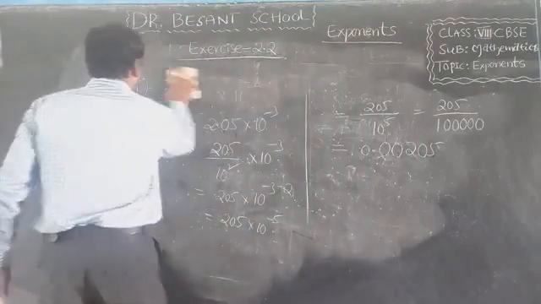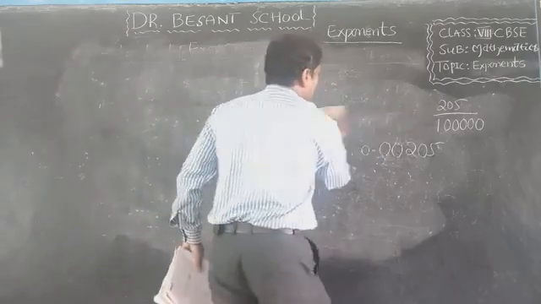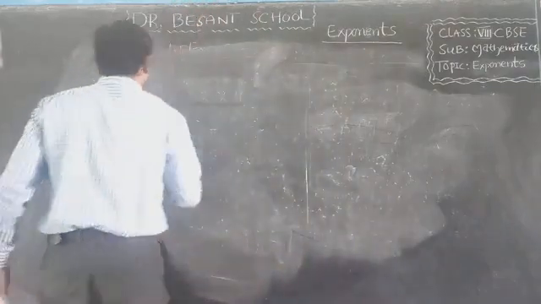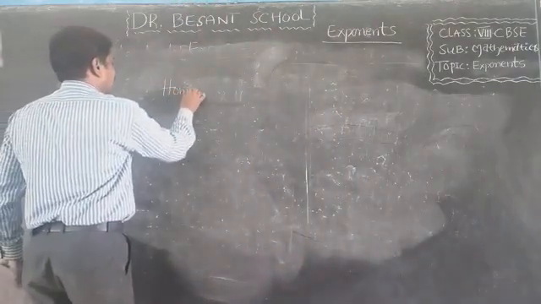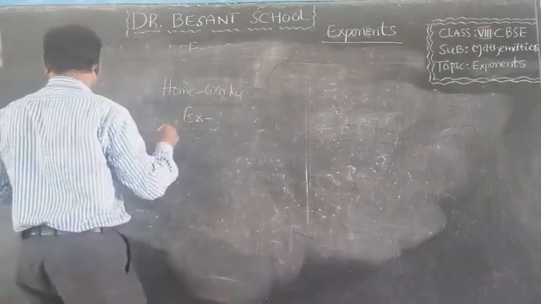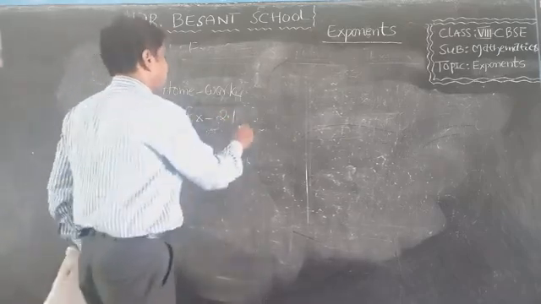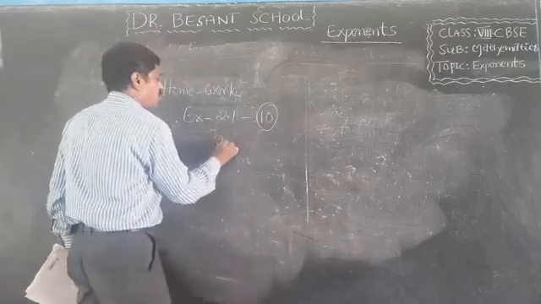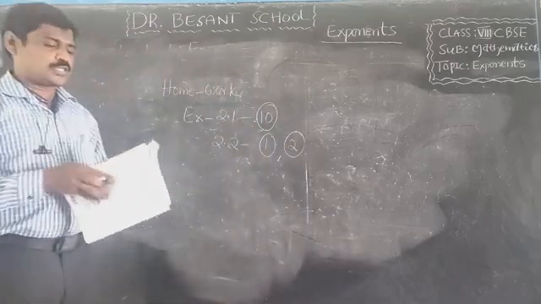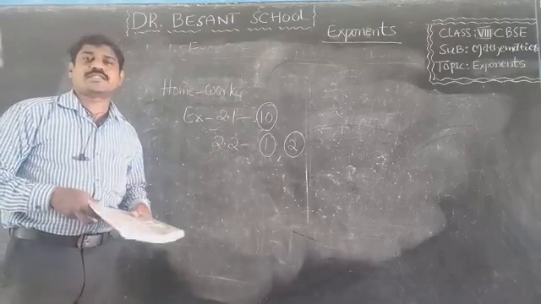Next, now I will give you homework. Do this homework. Children, watch the video concentratedly and do this homework. Exercise 2.1 ten sums, and 2.2 first Roman and second Roman. All these problems you have to do as homework. Children, again we will meet in the next class. Thank you.